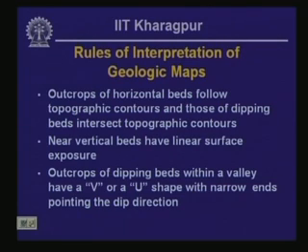Linear surface exposure does not mean that it is going to be a straight line, but there could be a curvilinear surface exposure as well, depending on the layout of that particular vertical bed. And then the third one is that outcrops of dipping beds within a valley typically have a shape of a V or a U, with the narrow end pointing in the direction of the dip, irrespective of the slope of that particular valley.